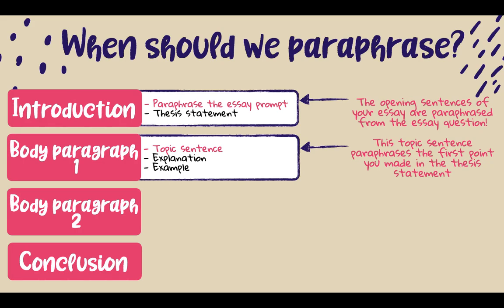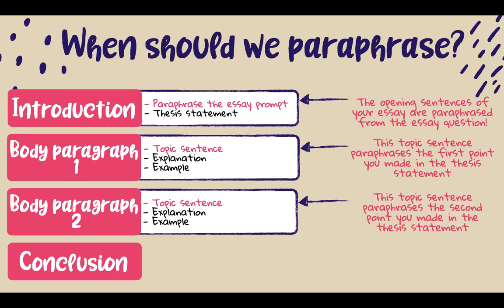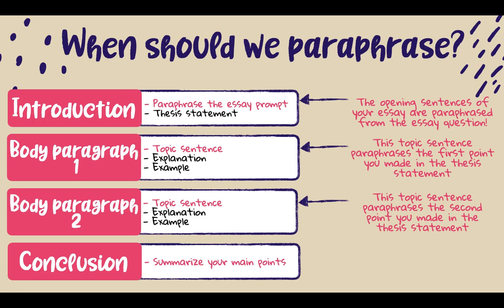So your topic sentence or your point, whatever you want to call it, paraphrases the first point you made in the thesis statement. And that is exactly the same for the second body paragraph. Your second point or your second topic sentence paraphrases the second point you made in your thesis statement. And your conclusion is pretty much a summary of all of your points. Therefore, you are paraphrasing all of the points you made throughout the essay. So you can see we will be paraphrasing quite a bit during our essay.